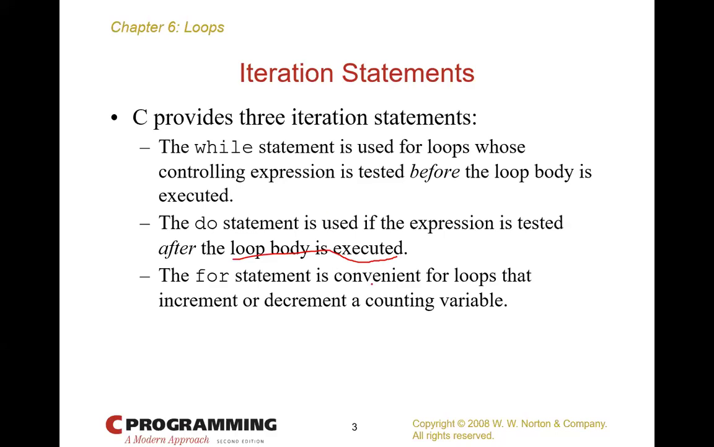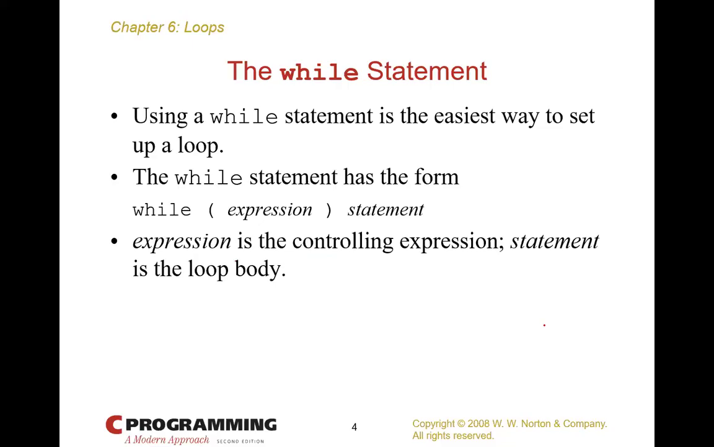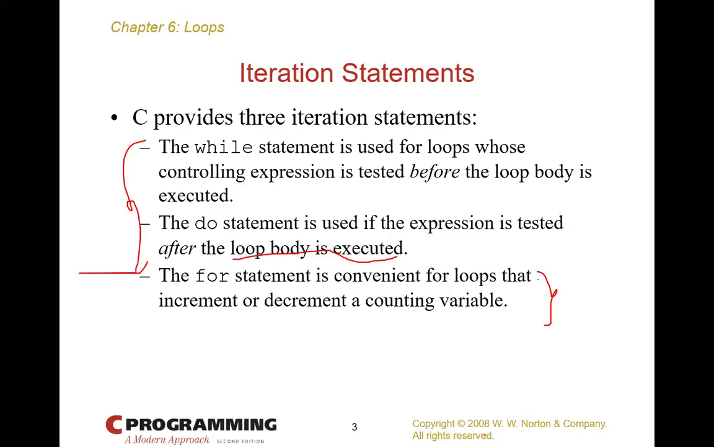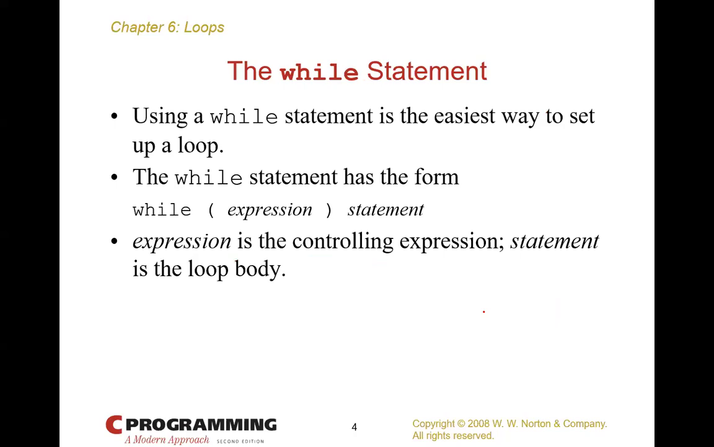Now, the for loop is convenient for loops that increment or decrement a counting variable. The others don't need a counting variable. I mean, they can run without one, but for loops generally make use of a counting variable. A counting variable is a variable used to help us count how many times we will enter the loop. That is the meaning of counting variable.